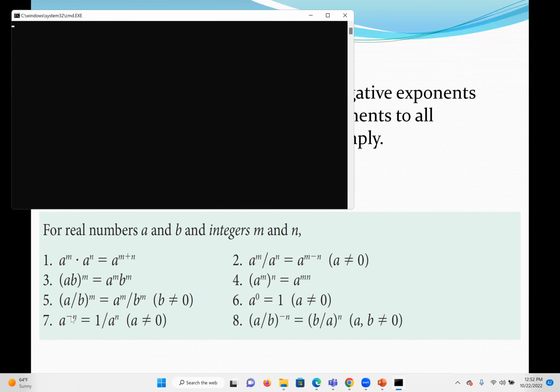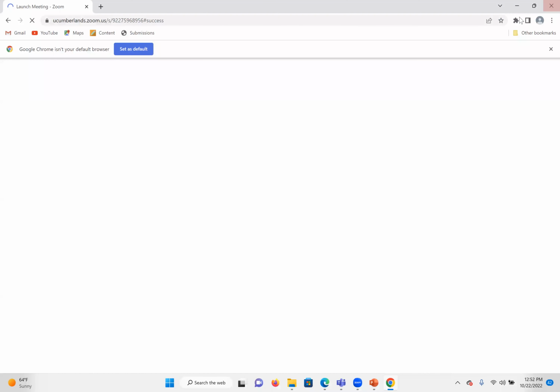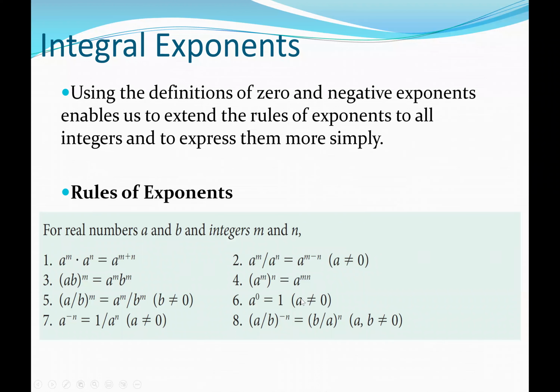Now, when we have a negative exponent, we find the reciprocal of it. So a to the power negative n will be 1 over a to the power n. Now, a divided by b to the power negative n will give us b over a to the power n, an interchange. The numerator becomes the denominator and the denominator becomes the numerator.